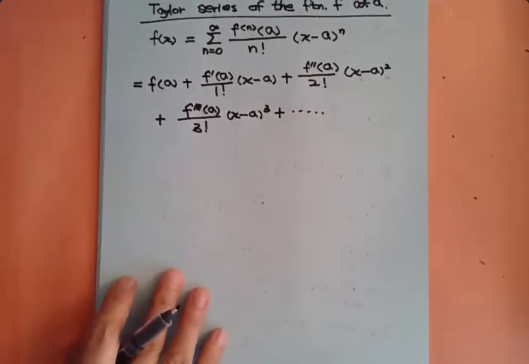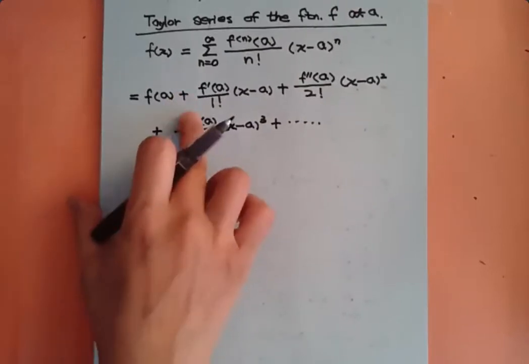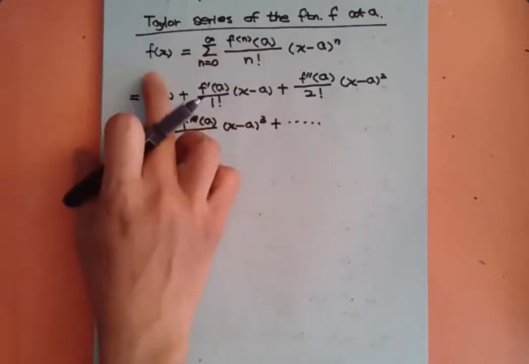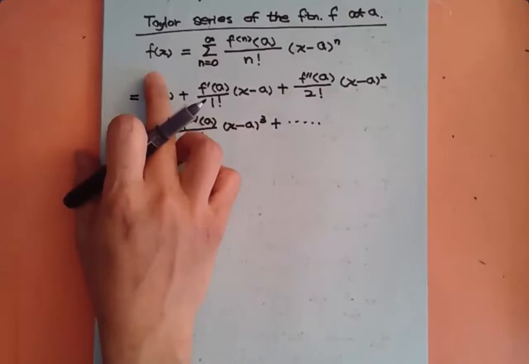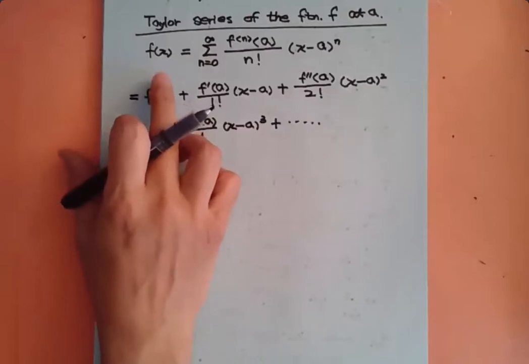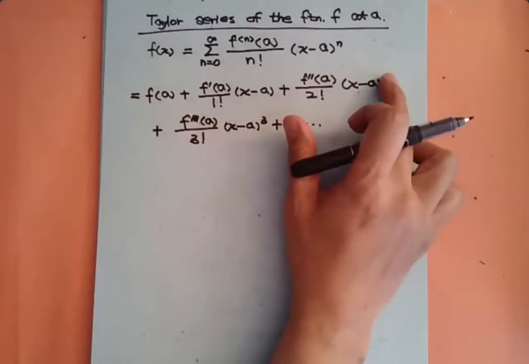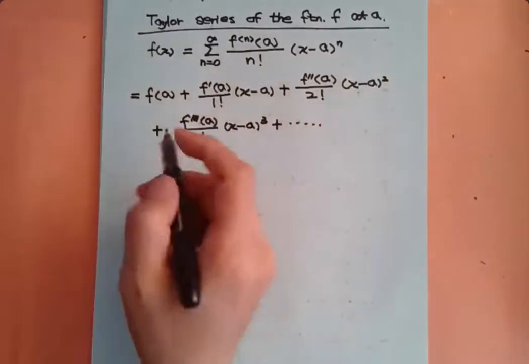So we are using the nth derivative to expand the given function with a power series. And that is called a Taylor series when a is not 0.